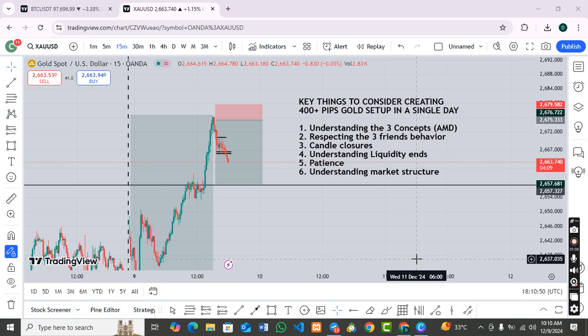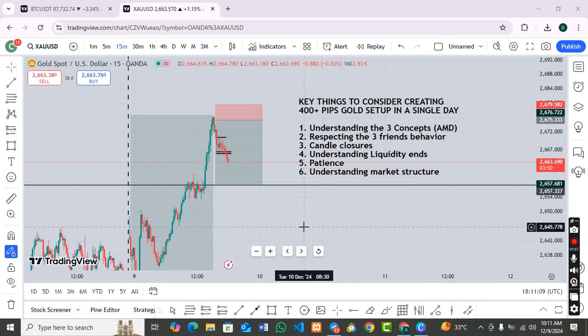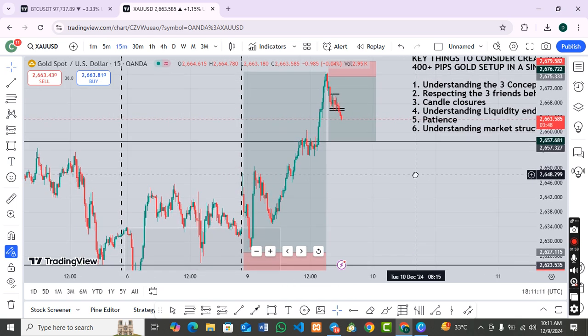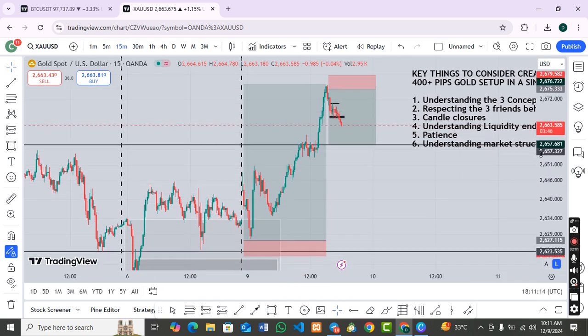So what we are going to discuss right now are these key items that I've just listed on the screen over here. Now, as you can see, we have these key aspects. As I've already said, they are on the screen. You can see them. Now today I developed this setup and it gave us 400 plus pips.